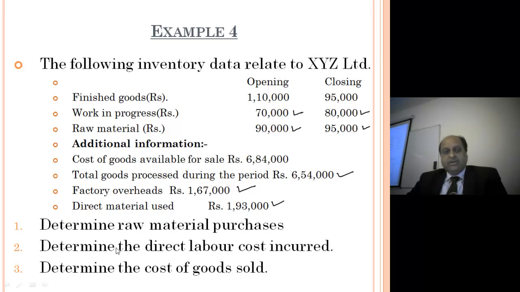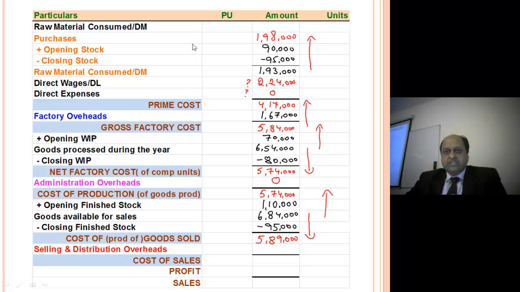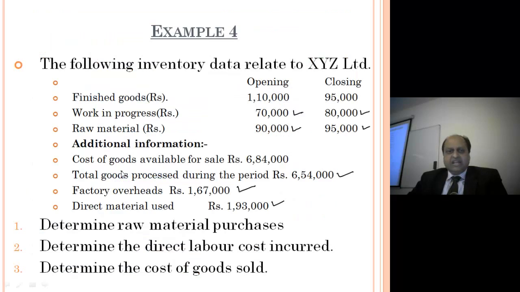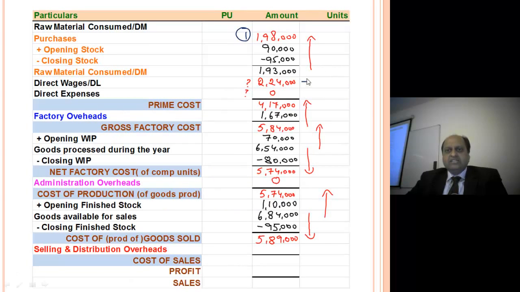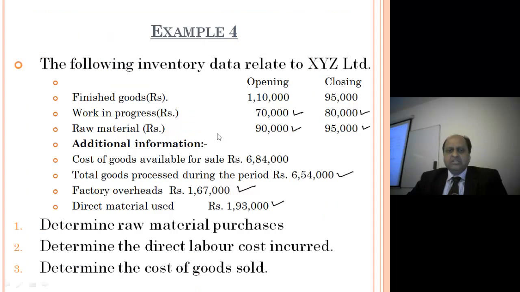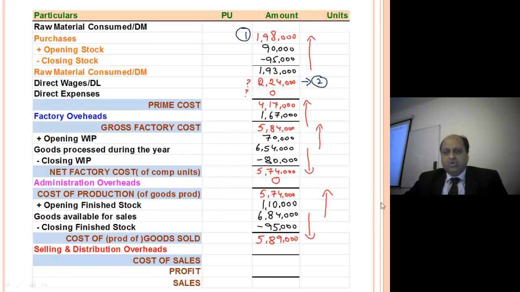Now, first is raw material purchased. So here is the answer for the first part. Raw material purchased. Got it? Second is determine the direct labor cost. So here is the answer for the second part. Yes or no? Third is determine the cost of goods sold. So here is the answer for the third part.